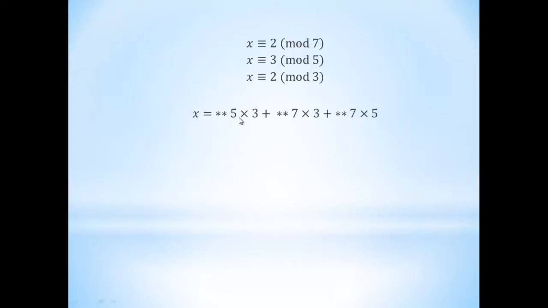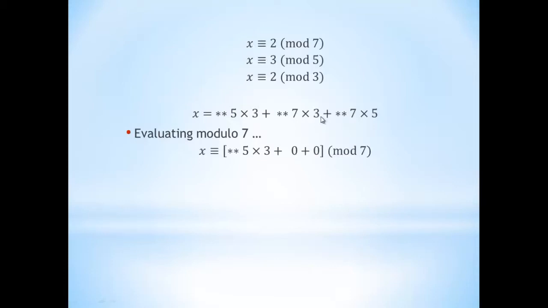Evaluating modulo 7 then, only the first term survives. Modulo 5, only the second term survives. Evaluating modulo 3, only the third term survives. Our goal is to find 2 different coefficients to put in here in order to get these congruences to be satisfied. So let's begin by evaluating modulo 7.